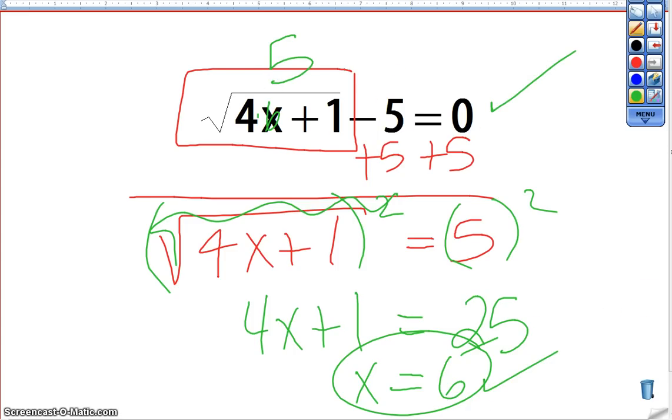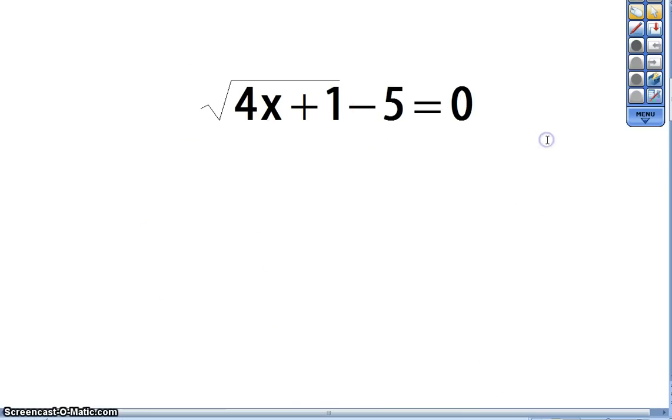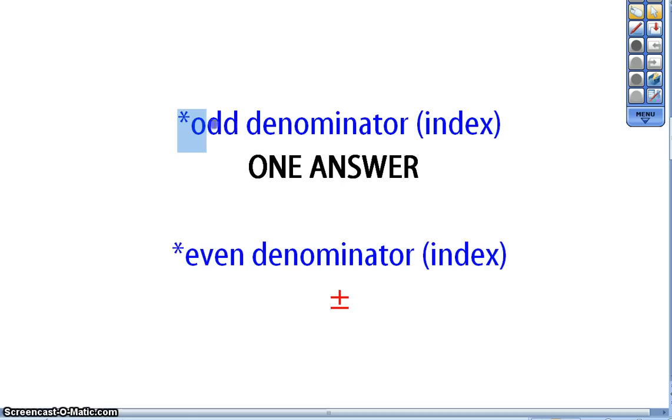All right, now you need to write down a little code here, because on these next, how many do I have here? 5 problems. You're going to want to make sure that you're either going to have one answer or you might have 2 answers. Now, here's how the code works. If you have an odd denominator, which means that's the index, because the denominator is what the index is. So if you have an odd index, remember on 6-1, 6-2, when there were odd indexes or odd radical signs, you get one answer. You don't have to think. Very simple, boom, one answer.